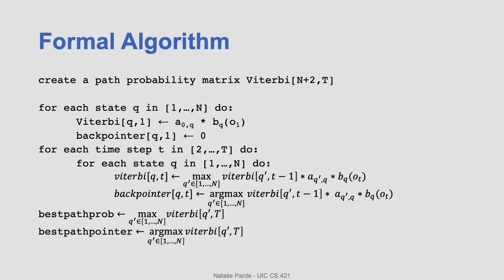For each time step from time 2 all the way to T, we'll loop through each state q. Within that loop, we'll set the Viterbi probability for the given state and time step to the product of the Viterbi probability for state q prime at the previous time step, times the transition probability from q prime to q, times the observation likelihood that the observation at the current time step was generated by state q, where q prime is the state from among all possible states, 1 through N, that maximizes this equation. We'll set the back pointer for the given state and time step to q prime itself.